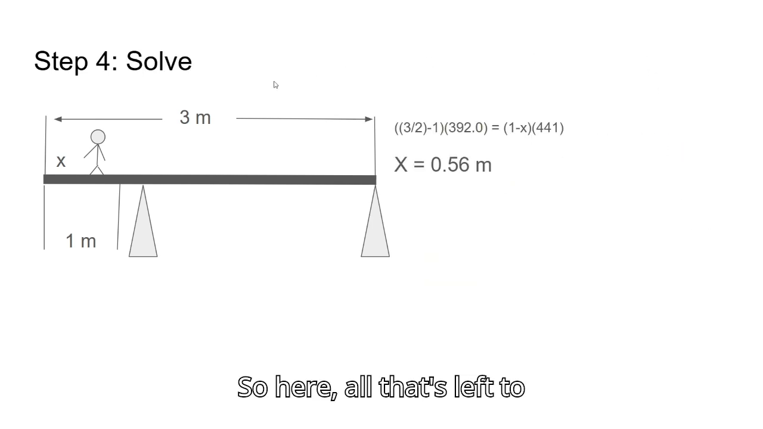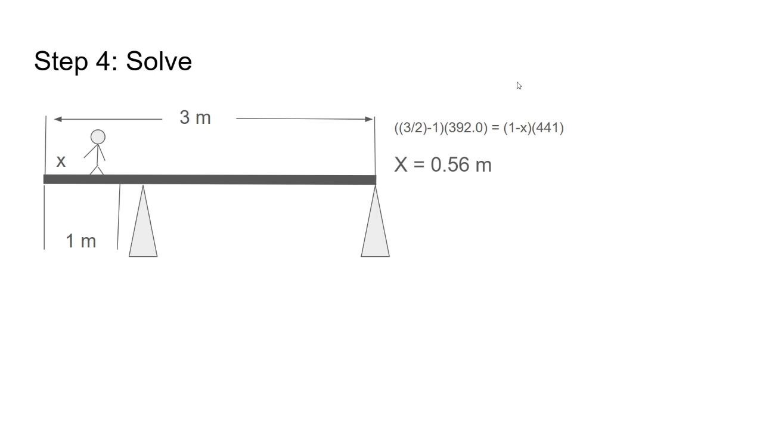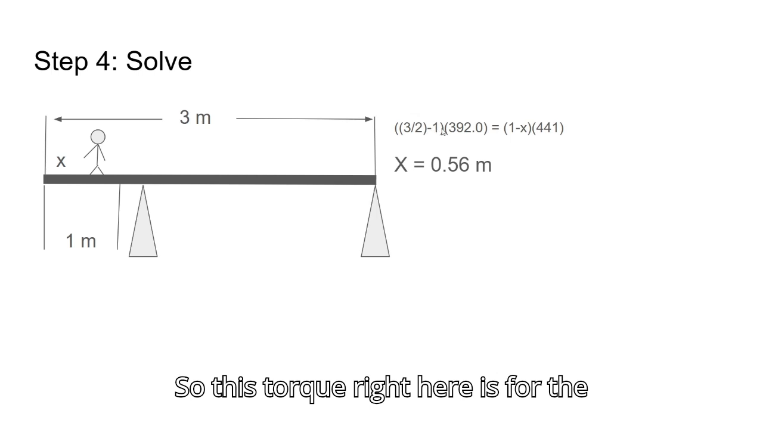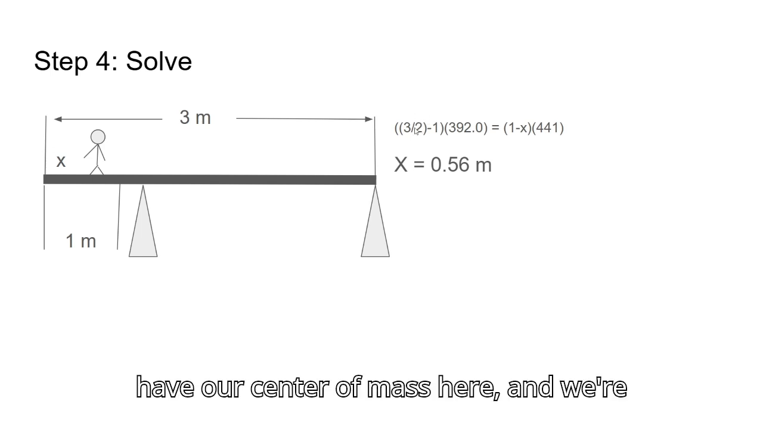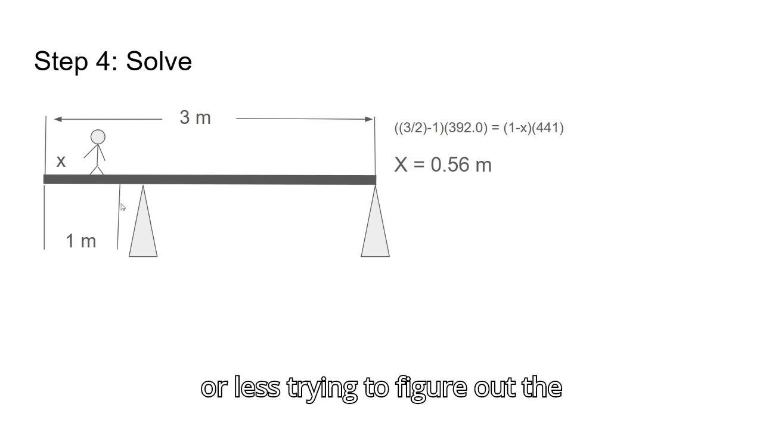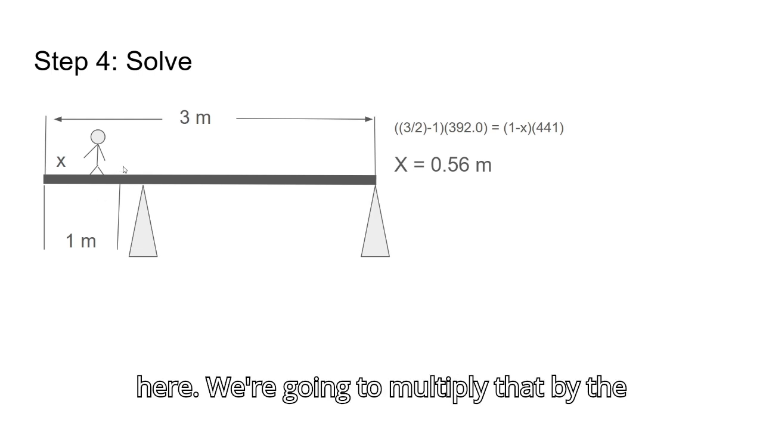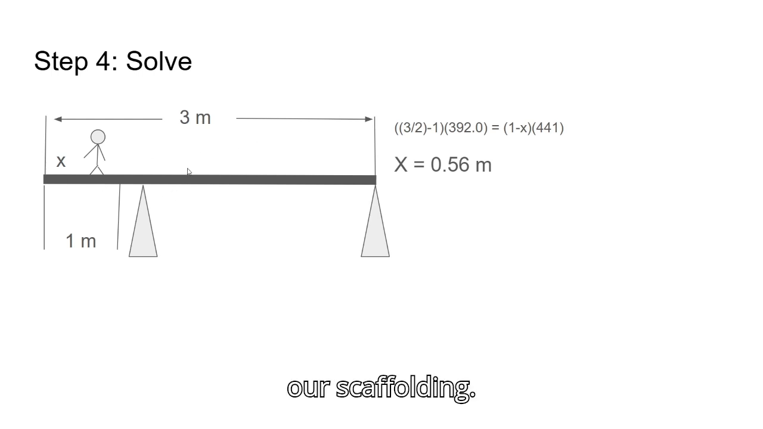So here, all that's left to do is solve. So we just want to plug in certain values in order to get our torques here. So this torque right here is for the scaffolding. So we have our center of mass here, and we're subtracting it by 1 because we're more or less trying to figure out the torque as it relates to this area over here. We're going to multiply that by the 392 newtons because that's the weight of our scaffolding.